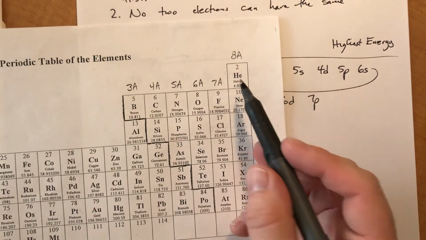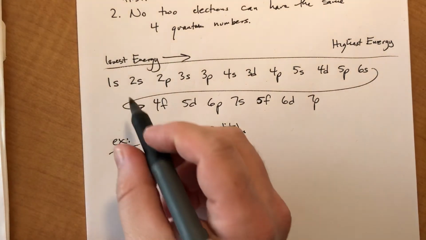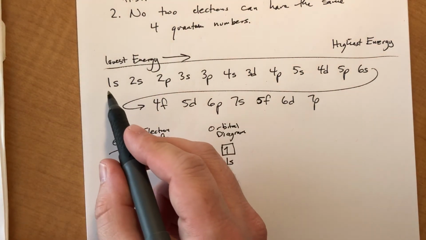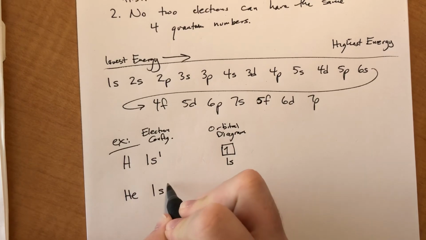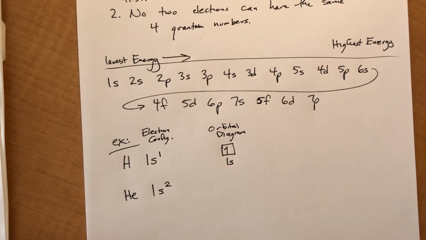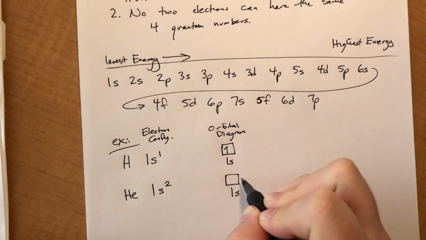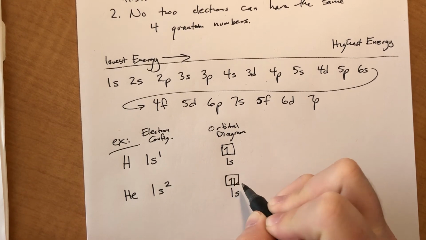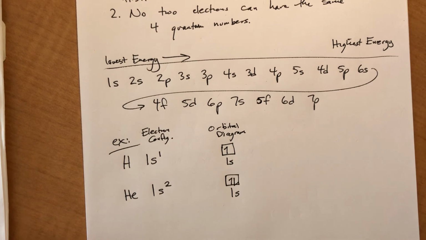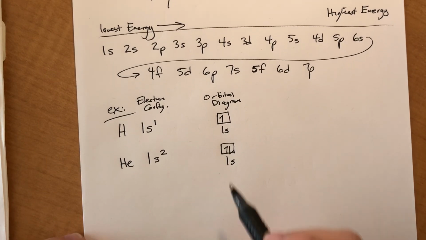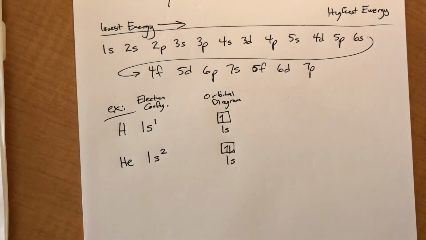Helium is element 2. It should have 2 electrons. So we still start at the beginning. We don't care what hydrogen did. We still start at 1s. This can hold up to 2 electrons, 1s2. For the boxes, an s orbital still gets 1 box, and it has 2 electrons, but the up one first and then the down one.